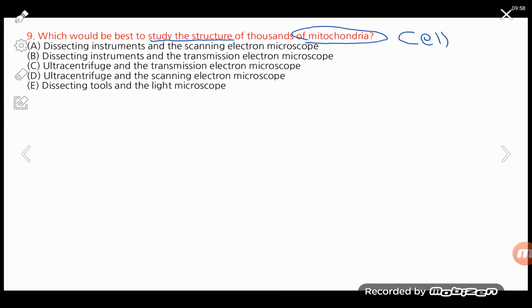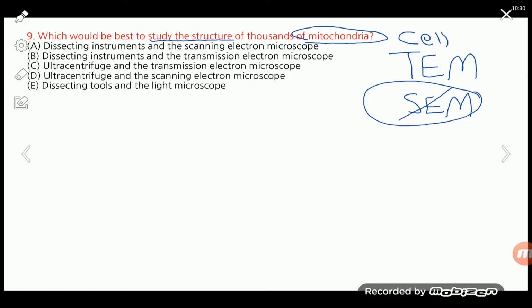You know that we cannot study it with the light microscope. We have to study it using a transmission electron microscope. Transmission means the beam of electrons passes through the cell and into the mitochondria, so we can study it and see it. Also, we have the scanning electron microscope. Know this for your information. Scanning means it's just used for studying the surface, so we cannot use a scanning electron microscope.